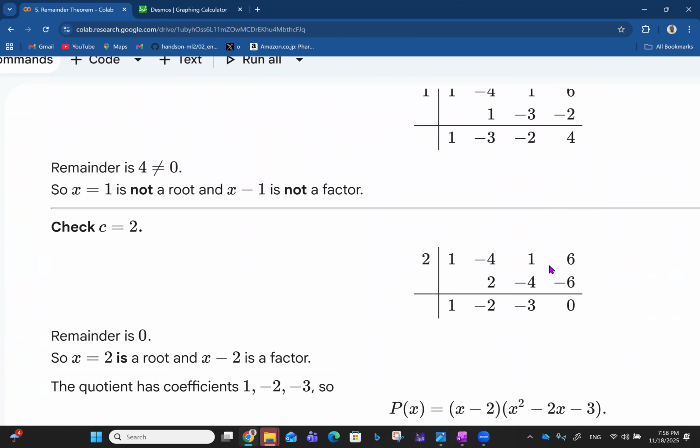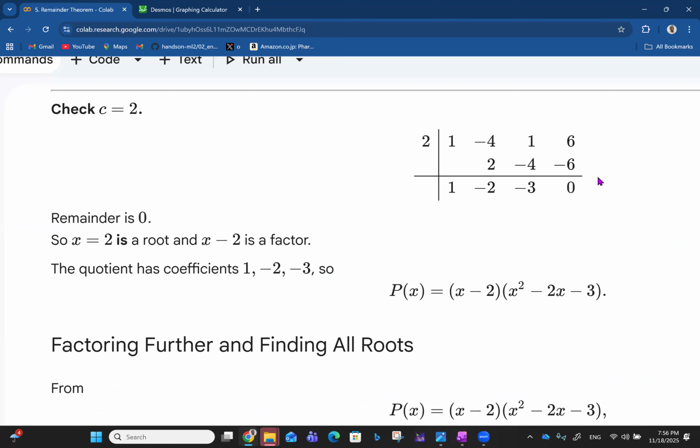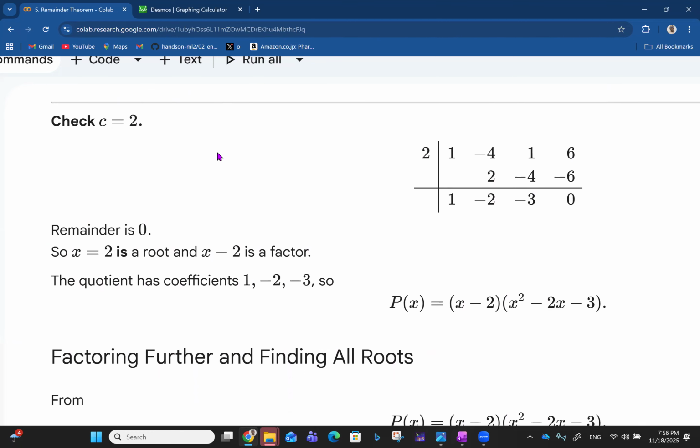So we have checked 1, it didn't work. If you check 2 also, you see 2 also tells you it's a factor. So with that, it means x plus 1 is a factor, and x minus 2 is also a factor. If you pick 2, we are assuming that x minus 2 may or may not be a factor.